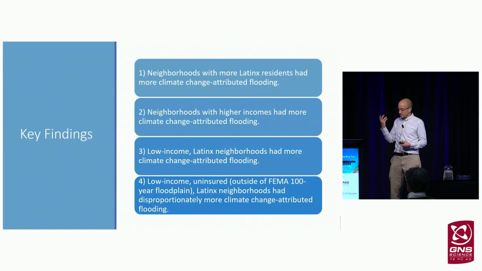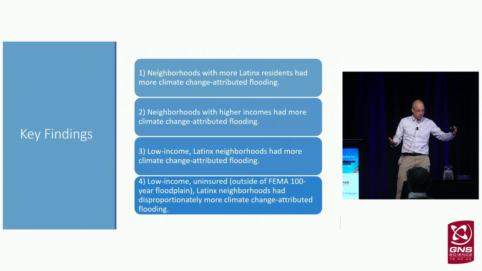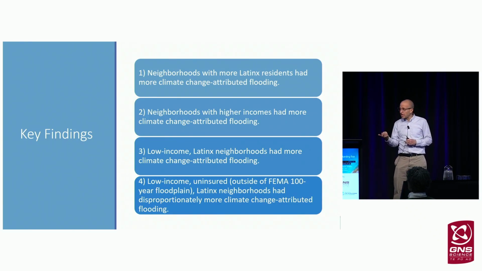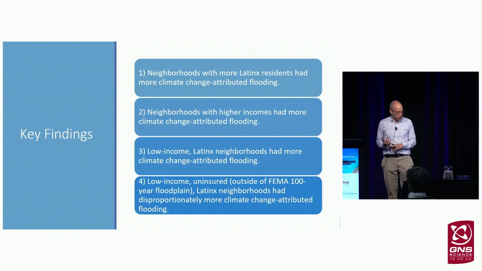So if I can summarize what this paper finds, and there's a lot more empirical work around that paper that I'm not going to talk about, basically we find four things. Neighborhoods with more Hispanics had more climate change attributed flooding. Neighborhoods with higher incomes had more climate change attributed flooding. Why is that? Because higher income means they're on the waterfront or on the canal or something. It's nicer places, more amenities. But that relationship between income and the likelihood of flooding reverses for Hispanics. For Hispanics, it's the lower income Hispanic neighborhoods that are more likely to experience this climate change attributed flooding.